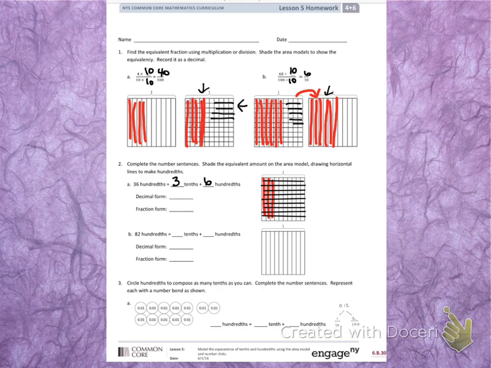So to make 6 hundredths, I need this piece, this piece, this piece. 1, 2, 3, 4, 5, 6. And that's what it would look like with an area model. So we have our 3/10 plus 6 hundredths in decimal form. That's going to be 36 hundredths. And again, if you learn from the beginning how to read it correctly, 36 hundredths looks like this. In fraction form, it's 36 hundredths.